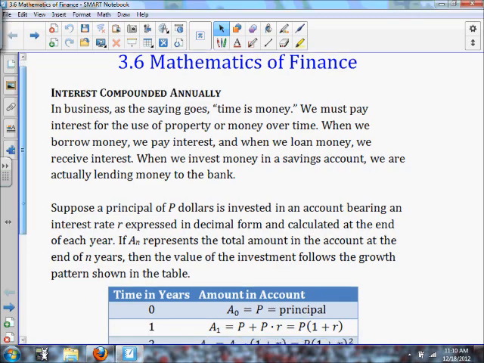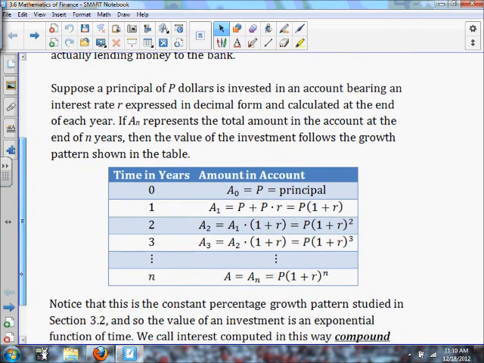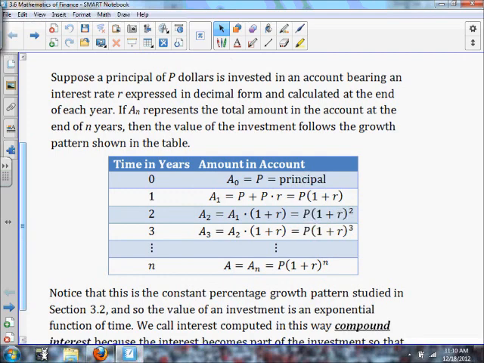Suppose a principal of P dollars is invested in an account bearing an interest rate R expressed in decimal form and calculated at the end of each year. If A sub n represents the total amount in the account at the end of n years, then the value of the investment follows a growth pattern shown in the table. Now, time 0 is your initial amount, which is your principal.